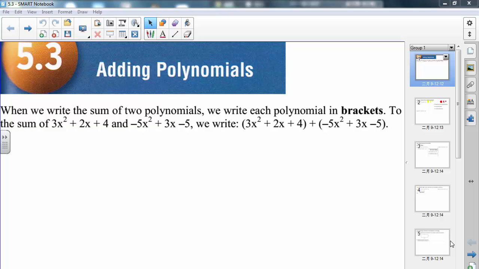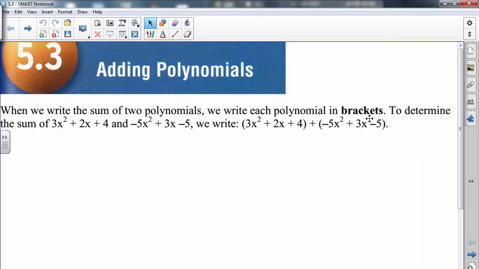Last class we talked about like terms and unlike terms. Based on the understanding of like terms and unlike terms, we will talk about 5.3 today. It's adding polynomials. When we write the sum of two polynomials, which means when we add two polynomials up, we write each polynomial in brackets.